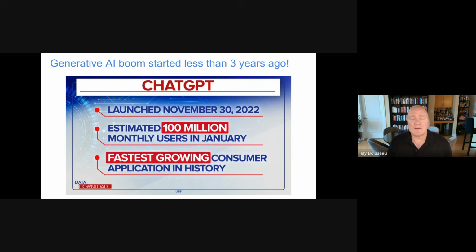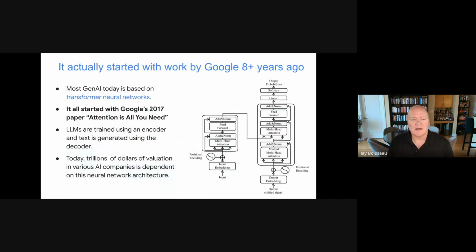It seems like it's been around forever already, and it is less than 3 years old. It actually, it's a bit more than that. It started in 2017 with a paper published by people from Google called Attention is All You Need. And they figured out a way to use deep neural networks in what's called a transformer neural network. And this is a diagram of the transformer neural network.